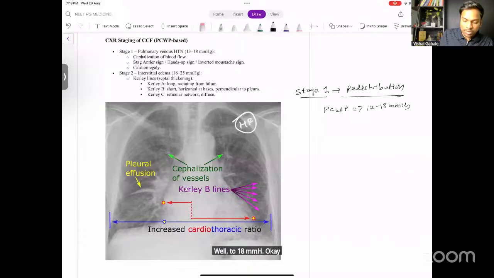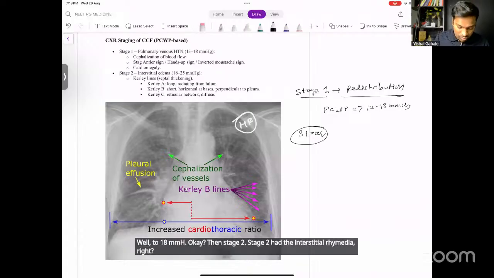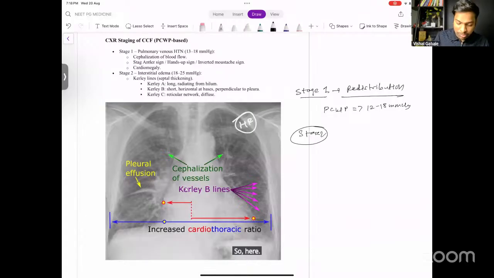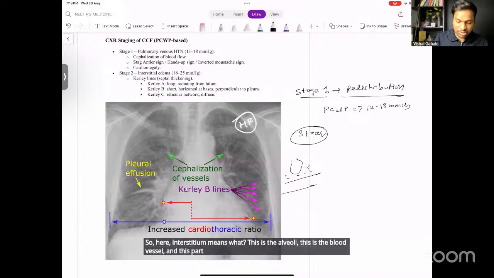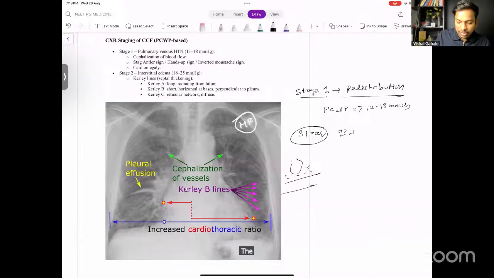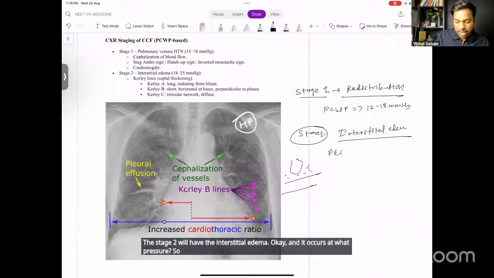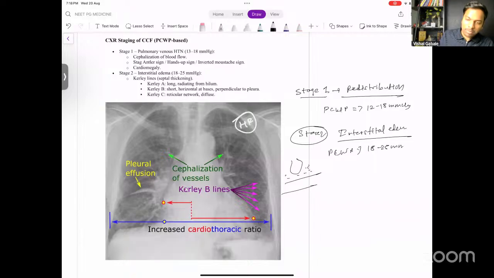Okay. Then stage two had the interstitial edema, right? So here, interstitial means what? This is the alveoli, this is the blood vessel, and this part is called the interstitial. So stage two will have the interstitial edema. Okay, and it occurs at what pressure? Pulmonary capillary wedge pressure of close to 18 to 25 mmHg. Okay, 18 to 25 mmHg.